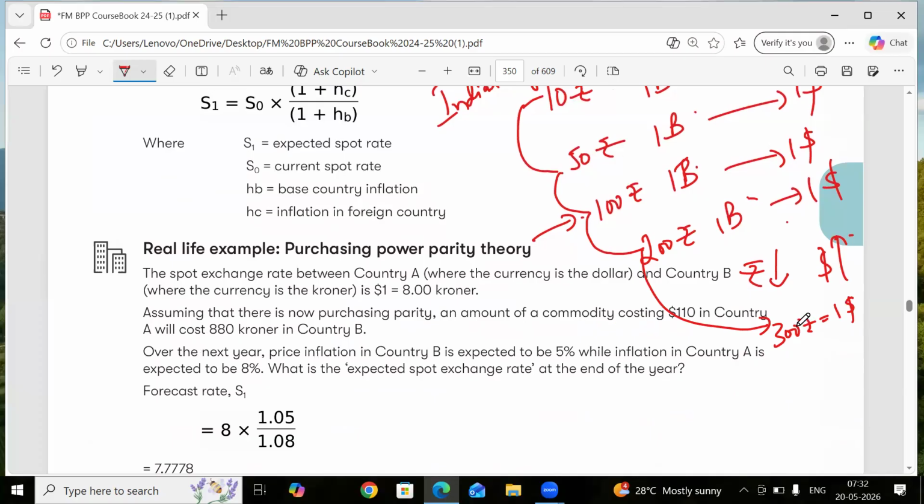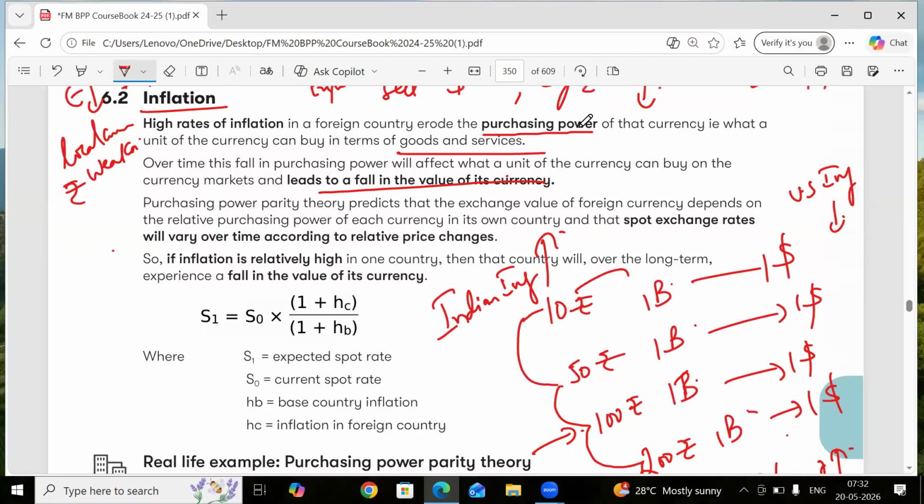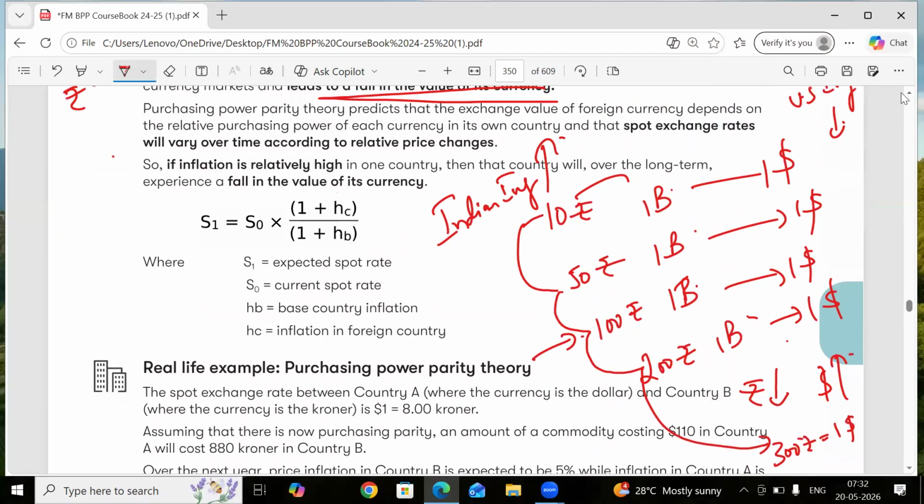No one wants to buy Indian goods, and demand for Indian goods will fall. Demand for Indian rupees will fall. If demand for Indian rupees falls, the Indian rupee will fall. So we understood that for a country with high inflation, if it is India in this case, the rupee is going to fall. The reason is very clear.